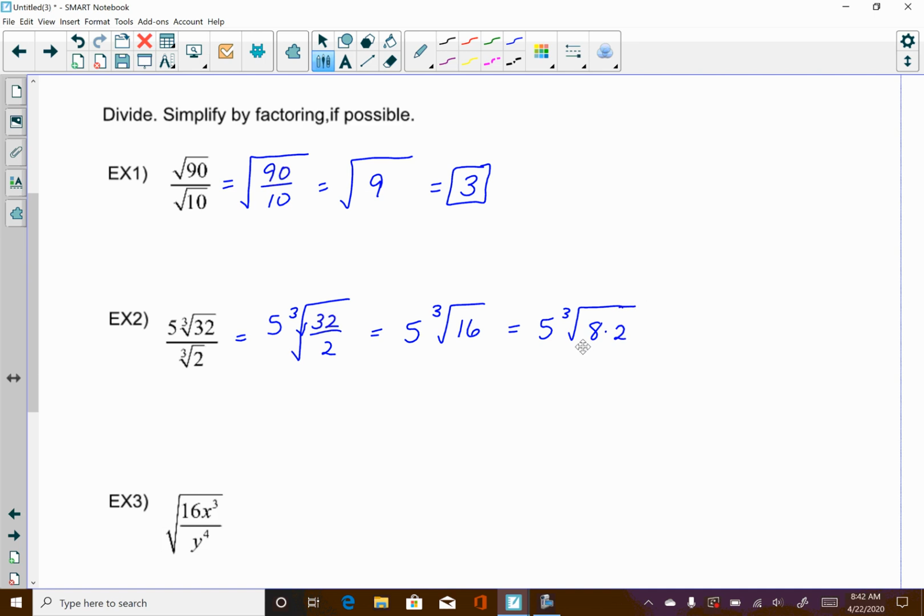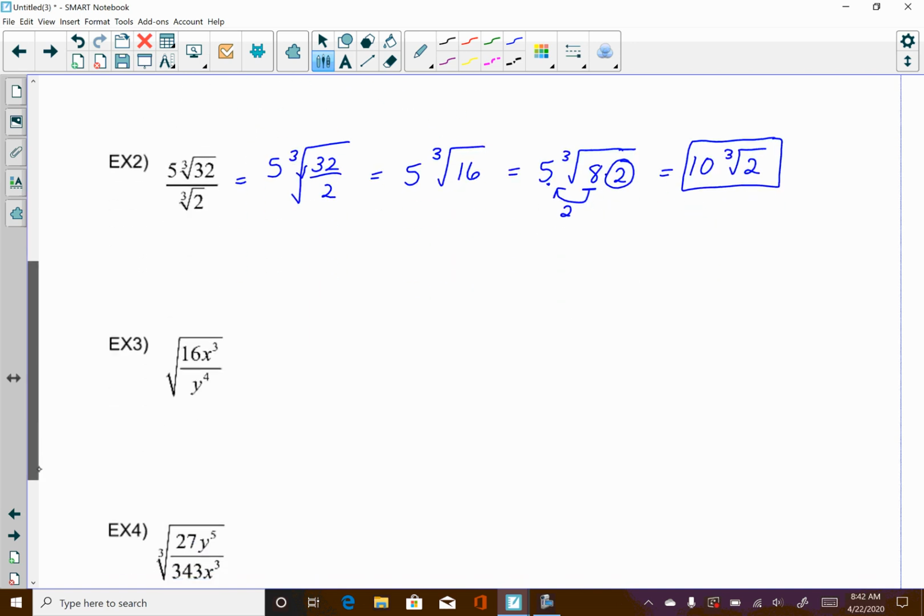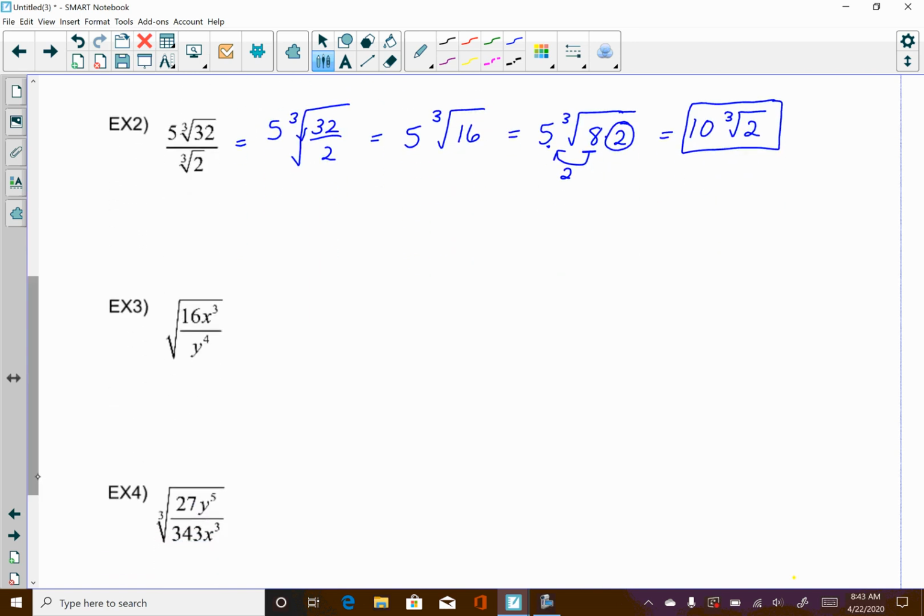Now I know the cube root of 8 is 2. So I'm going to pull that 2 outside and multiply it times this 5 that's already sitting out here. And so that's going to turn into 10 on the cube root of, and then this 2 is the one that's staying inside the house. So 10 on the cube root of 2 is final answer. Okay. Moving on down to example 3.